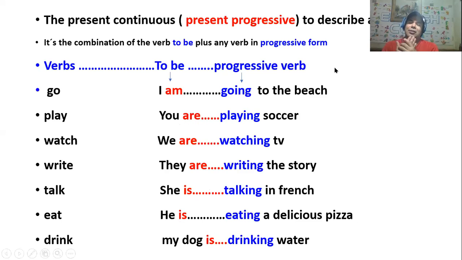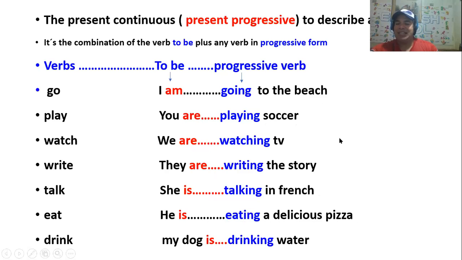So it's a combination. Aquí tengo separado para que ustedes vean cómo lo hicimos. I am going to the beach. You are playing soccer. We are watching TV. They are writing the story. She is talking in French. He is eating a delicious pizza. My dog is drinking water.